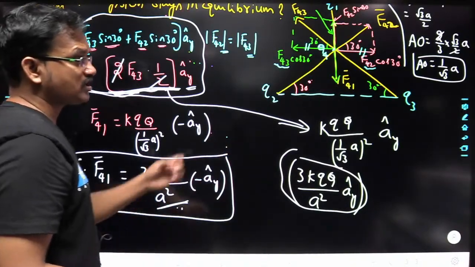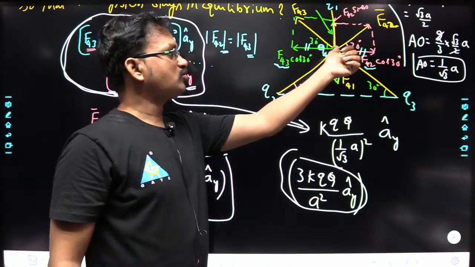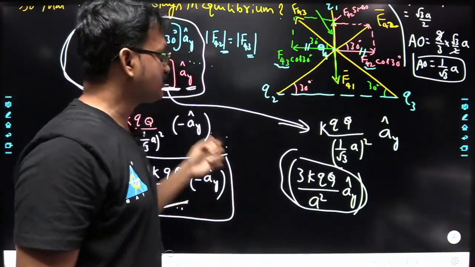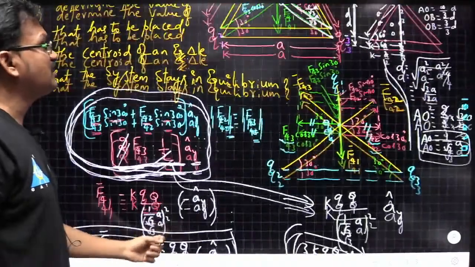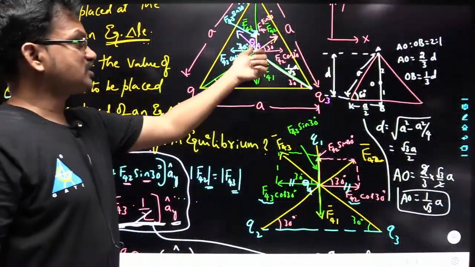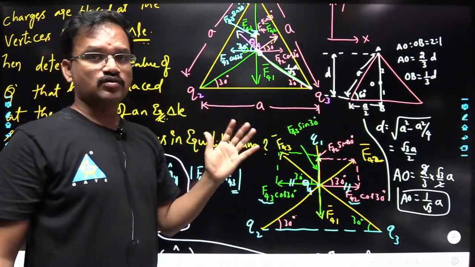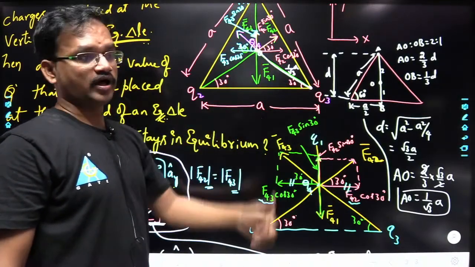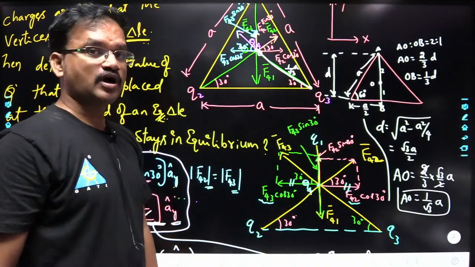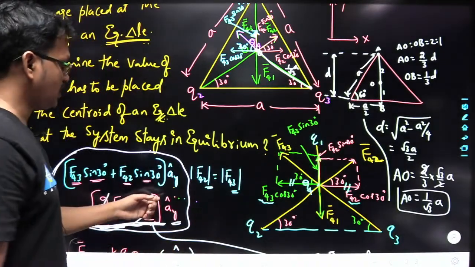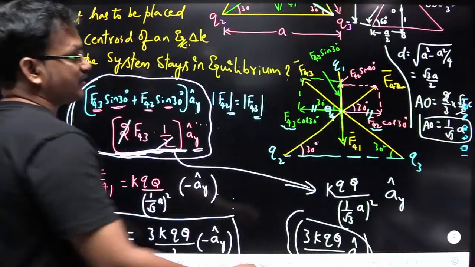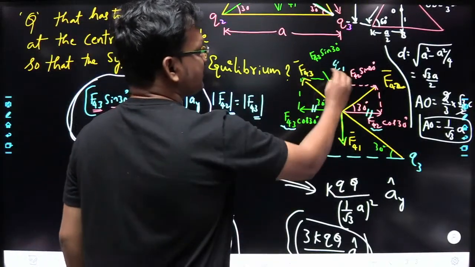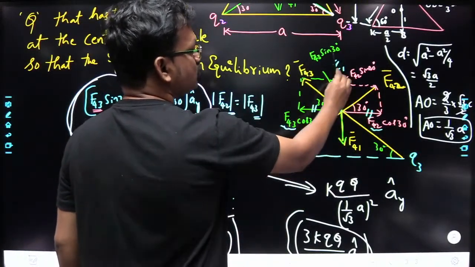Yes or no? So that means whatever charge you place at the centroid, the net force it is going to experience is always equal to what? Is always equal to 0, irrespective of its magnitude and polarity. Yes or no? Okay. See here you have added F43 sin 30 and F42 sin 30.